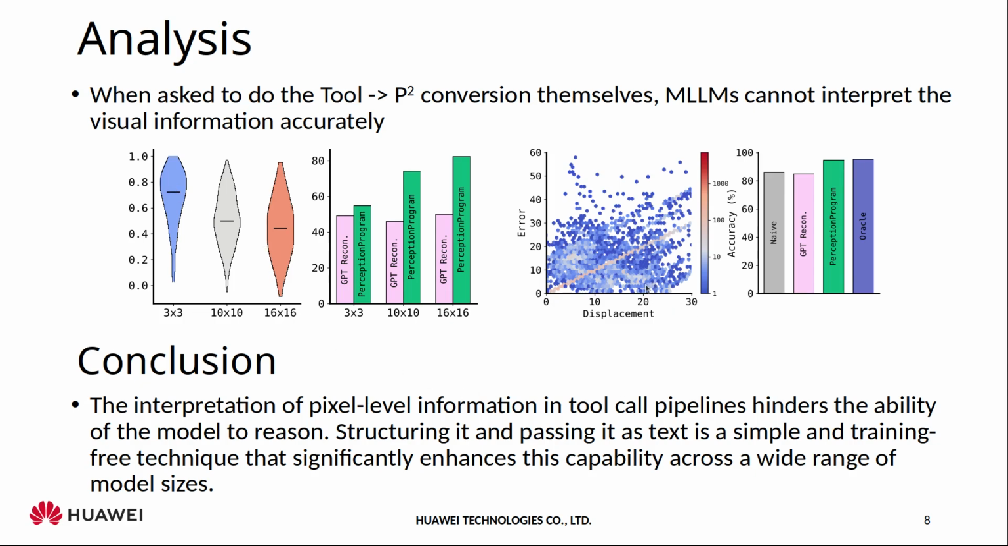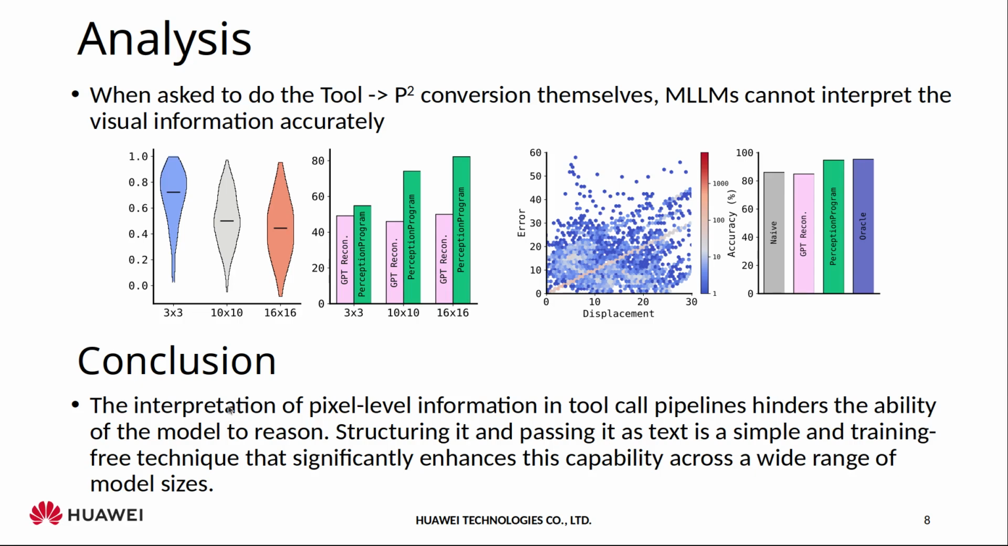And we also show for the visual correspondence problem by plotting the error versus displacement. And this line here means that the model is simply copying the input that it was given. We further show on these bar plots that if the model tries to use these reconstructions to solve the problem, it does not perform nearly as well as the real perception program.